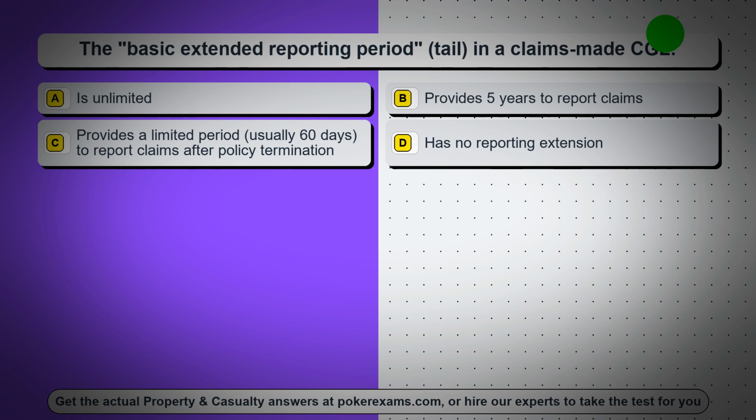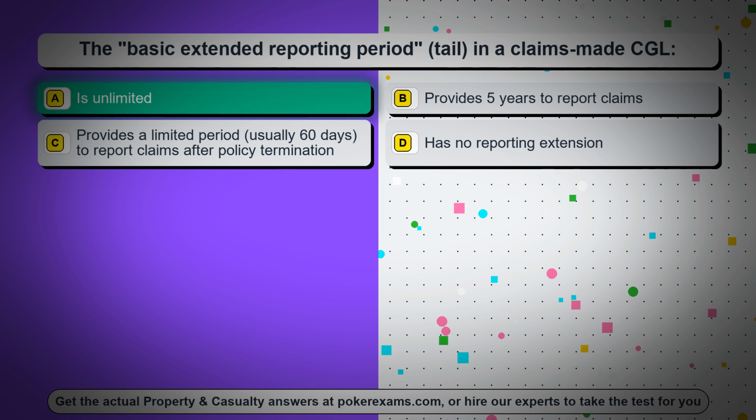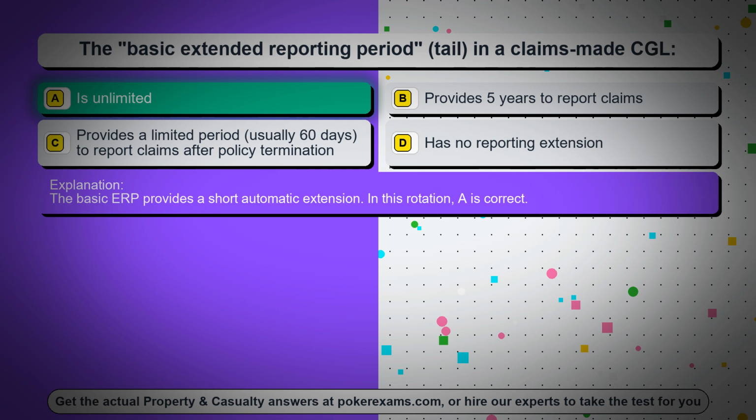Question 50. The basic extended reporting period, TAIL, in a claims-made CGL, option A, is unlimited, option B, provides 5 years to report claims, option C, provides a limited period, usually 60 days, to report claims after policy termination, option D, has no reporting extension. The correct answer is option A, is unlimited. The basic ERP provides a short automatic extension. In this rotation, A is correct.